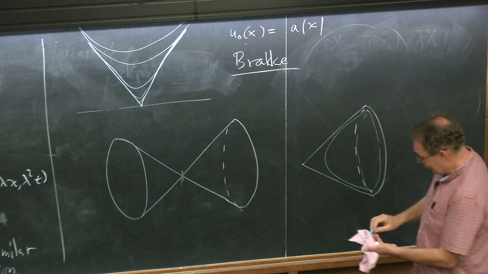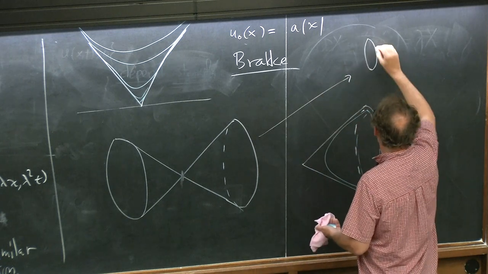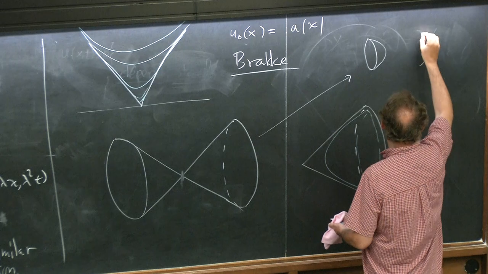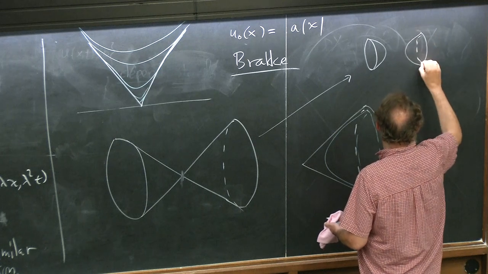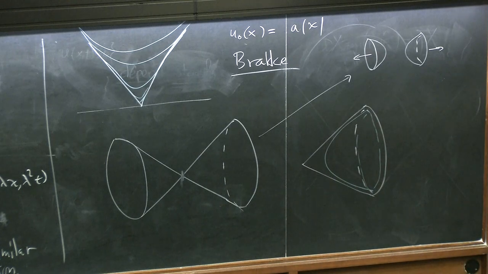So there's at least one forward evolution, namely this thing splits into two parts and you get two caps. And each are moving independently of each other forward in time in a self-similar way. Okay.